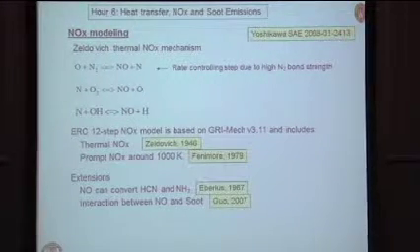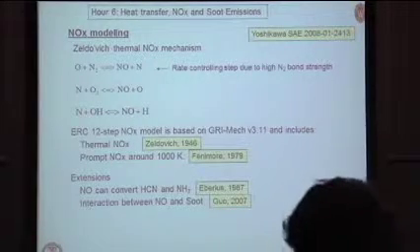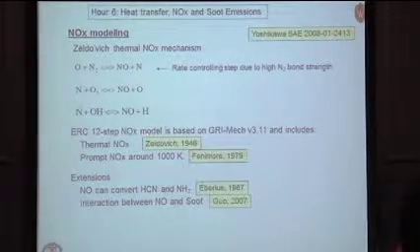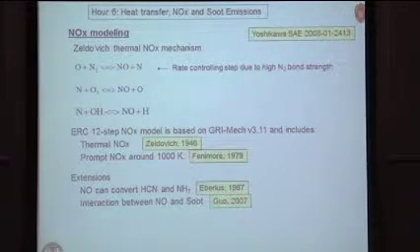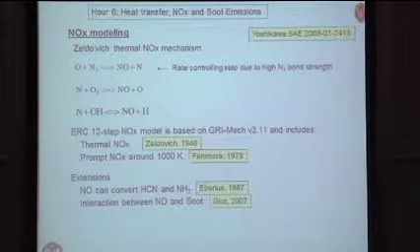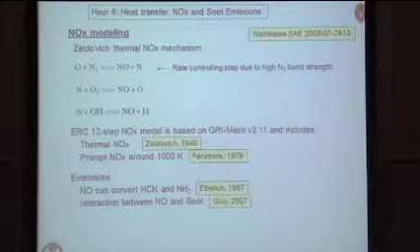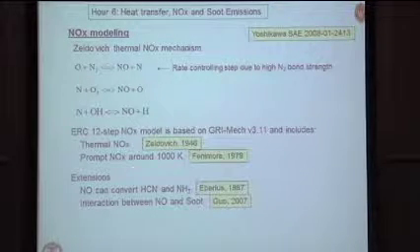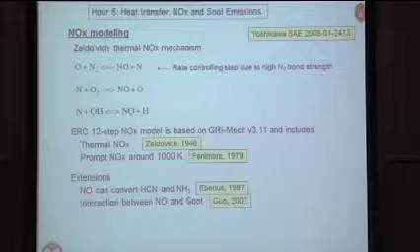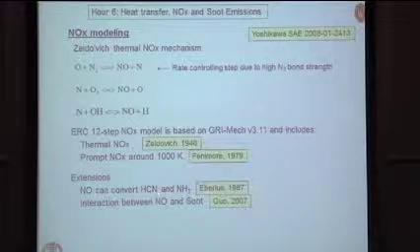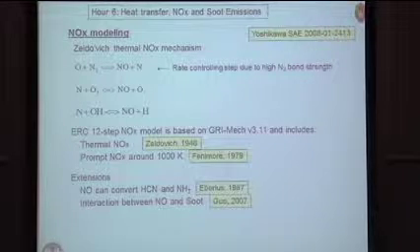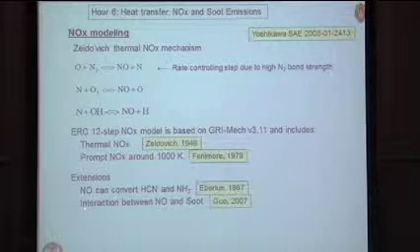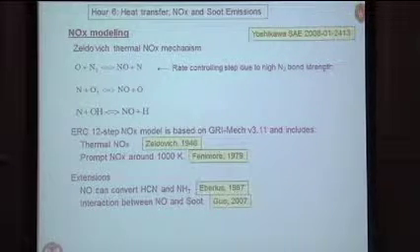What we have done at the Engine Research Center is essentially to create a 12-step NOx model that is based on the Gas Research Institute mechanism, and includes the Zeldovich. It includes also thermal NOx and prompt NOx, and then some extensions that include interaction with HCN and ammonia. Also, there is some connection between NOx and soot that I'll discuss with you in a minute.